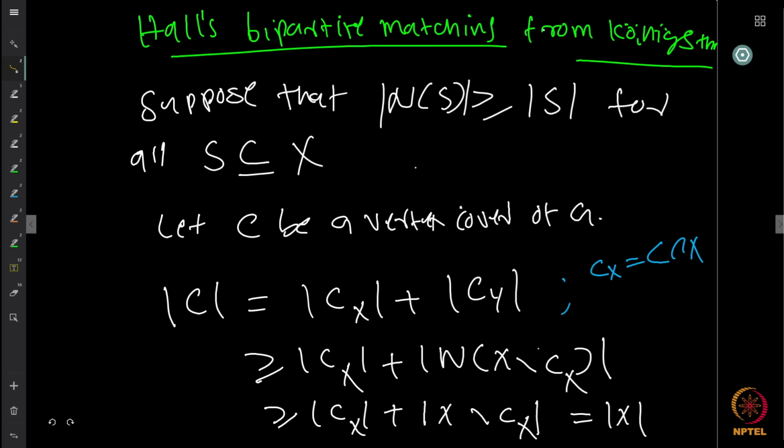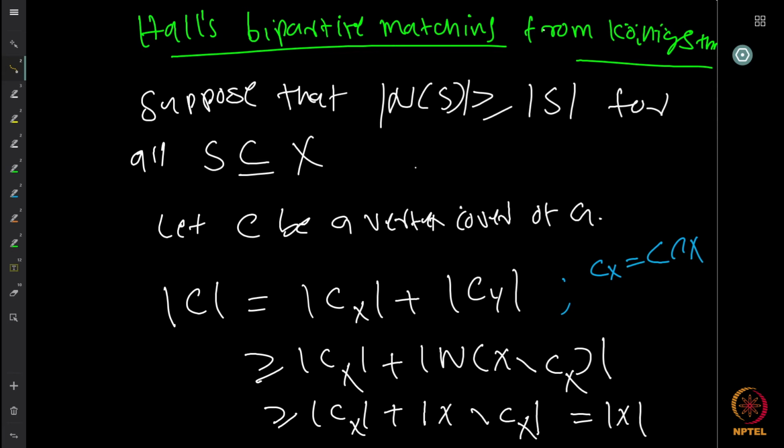Now, by Hall's condition, the cardinality of the neighborhood of X minus Cx is greater than or equal to the cardinality of X minus Cx, because X minus Cx is a subset of X, and its neighborhood has at least that many elements. So this is greater than or equal to cardinality of Cx plus cardinality of X minus Cx. But that is the cardinality of X itself. So what we proved is that the cardinality of C is greater than or equal to the cardinality of X.